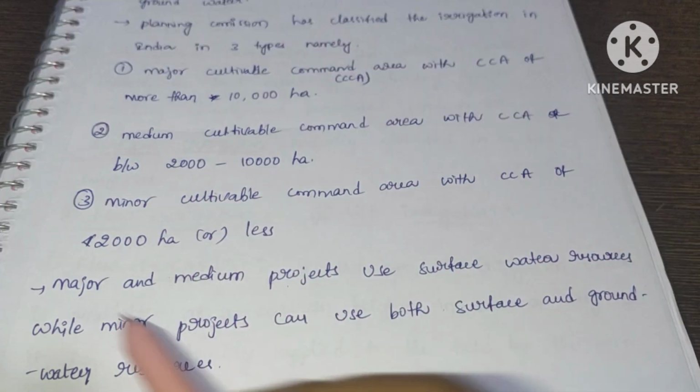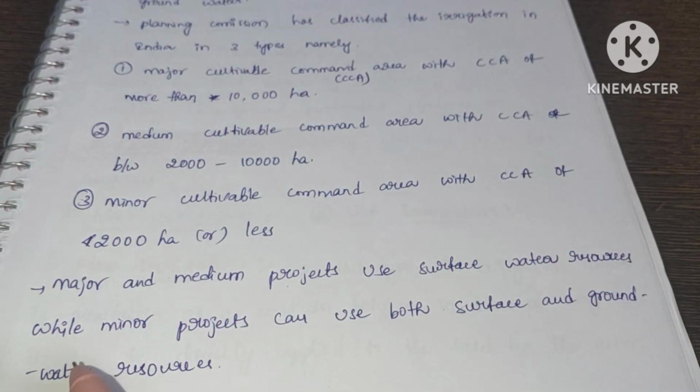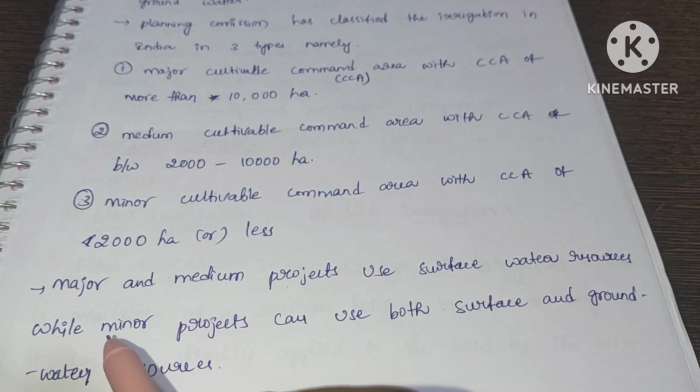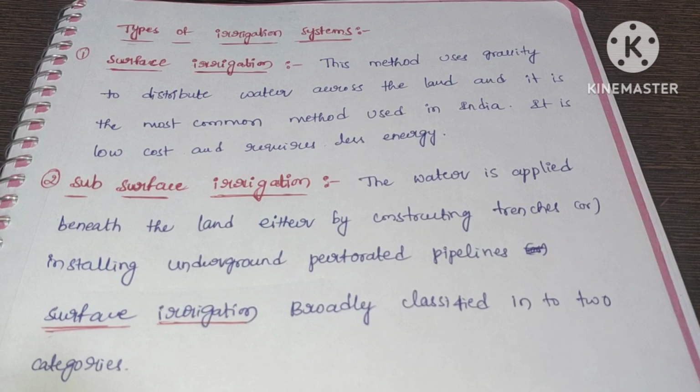Major and medium projects use surface water resources. Minor projects can use both surface and groundwater resources. Now I am going to discuss types of irrigation systems.